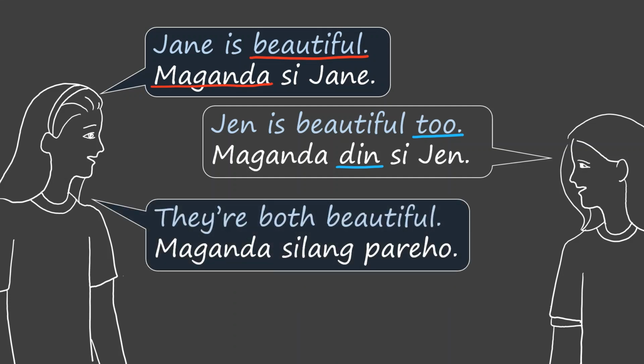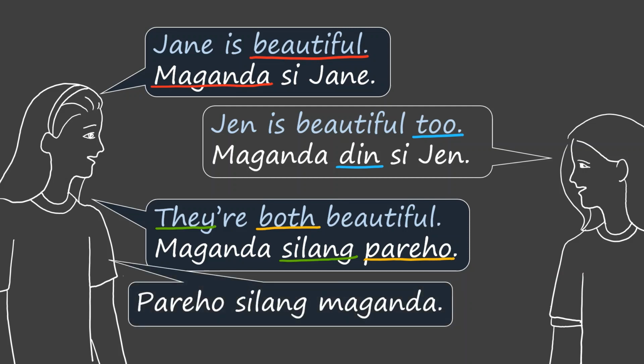They're both beautiful. Maganda silang pareho. They, silang, both, pareho. To say they are both, we say silang pareho. And beautiful is maganda. Or you can also say pareho silang maganda.